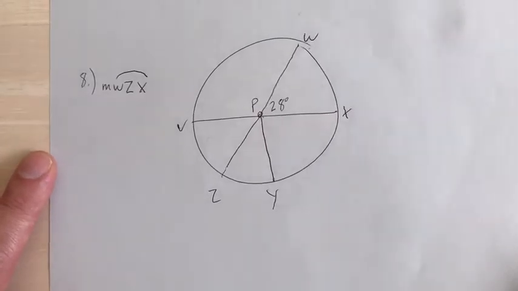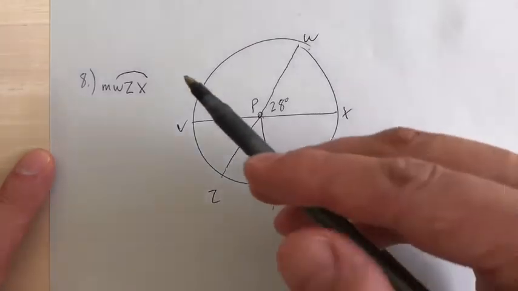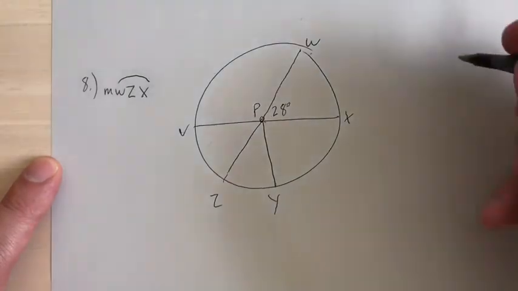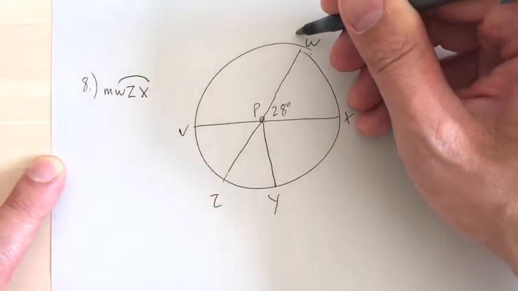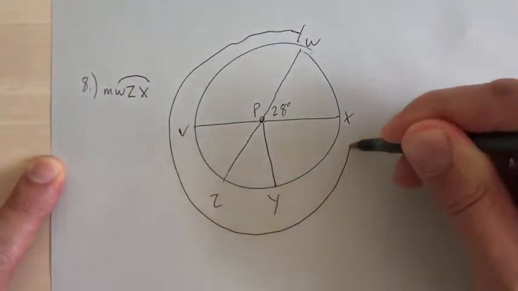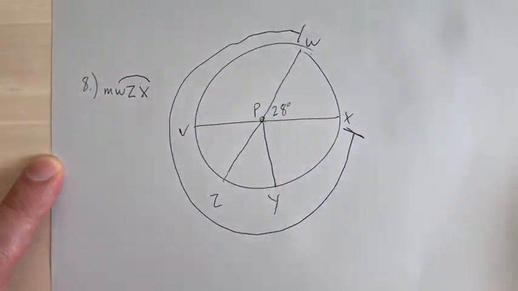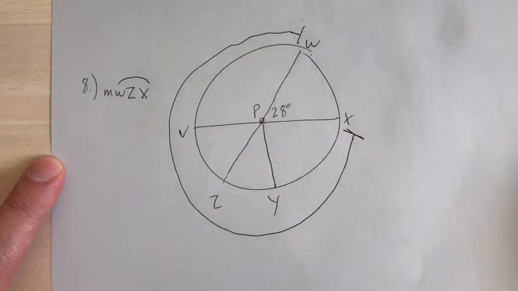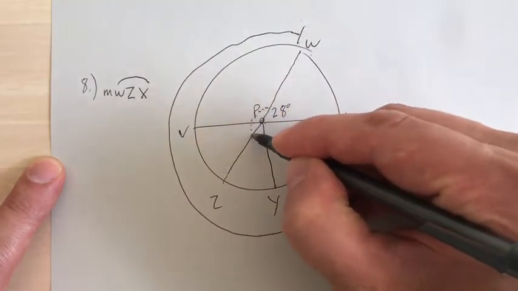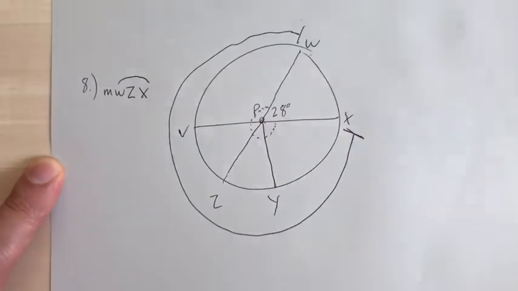So here we go. Number 8 was asking for the measure of arc WZX, which is the arc measurement that starts at W, goes around through Z all the way to X. If you're thinking of the central angle, because that's what those arc measurements are linked to, that would be starting here and wrapping all the way around to here. That would be that same measurement, angle-wise.